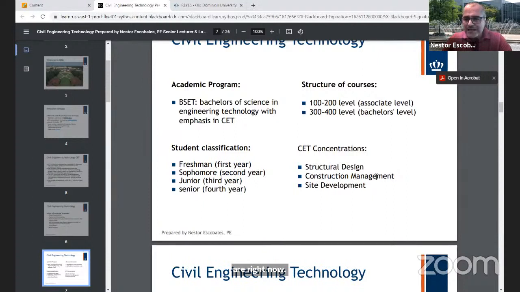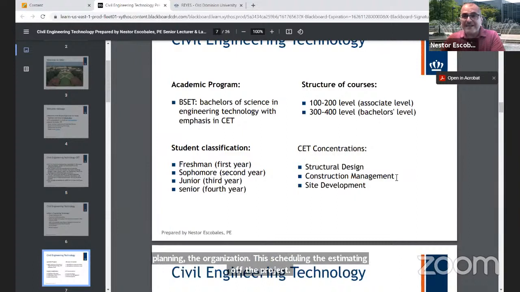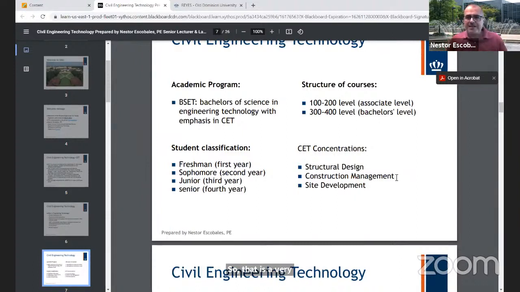The construction management person deals with the planning, the organization, the scheduling, the estimating of the project. So that is a very important aspect of the construction, if you will. Planning, construction, estimating, management of the construction project. So that is a lot of organization in there.